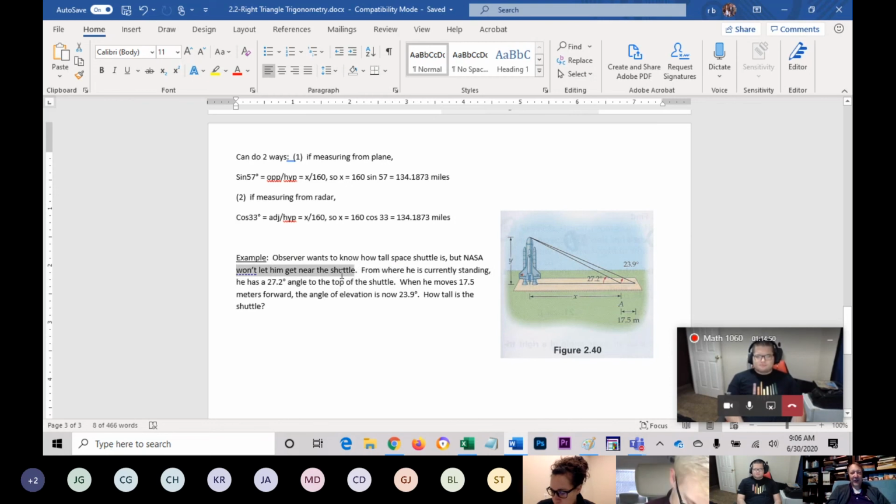So anyway, they won't let you get near the shuttle, and in fact, you have to be 3 miles away because supposedly these fumes that shoot off here are toxic. So they don't want to make you sick and die. Anyway, from where he's currently standing, he has a 27.2 degree angle to the top of the shuttle. When he moves 17.5 meters forward, the angle is now 23.9 degrees. How tall is the shuttle? How would you do this one?